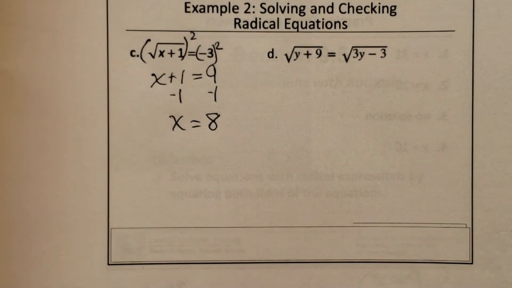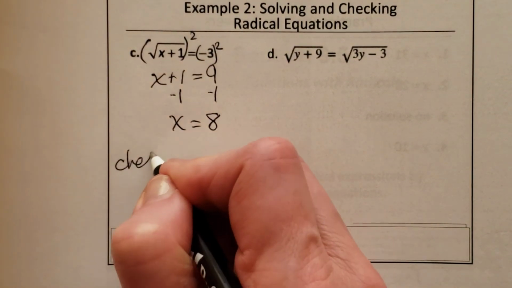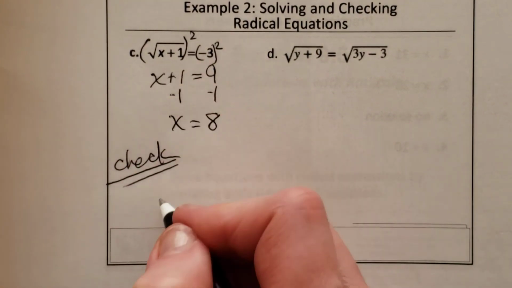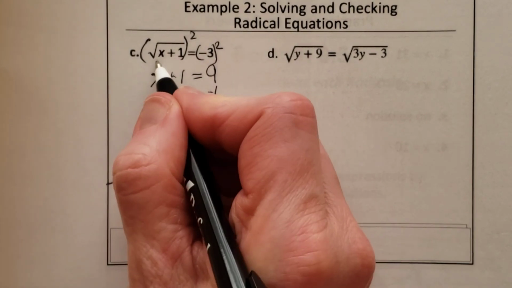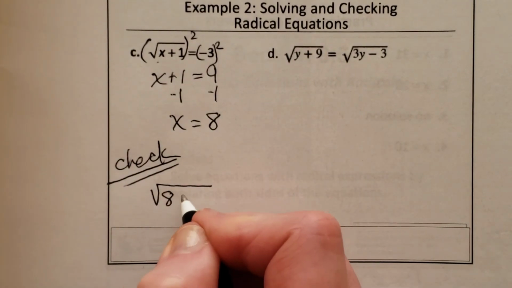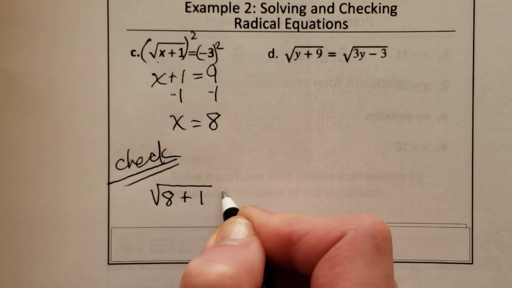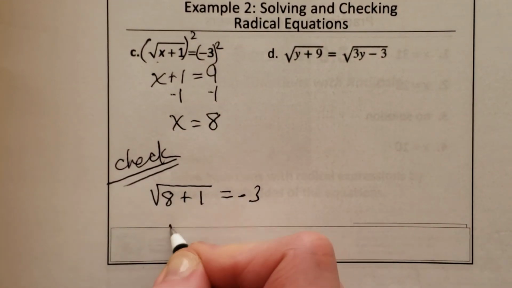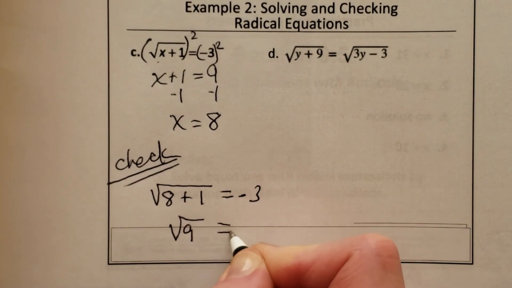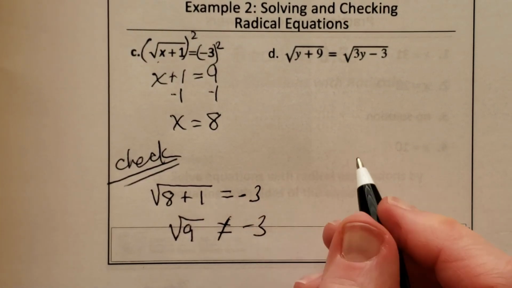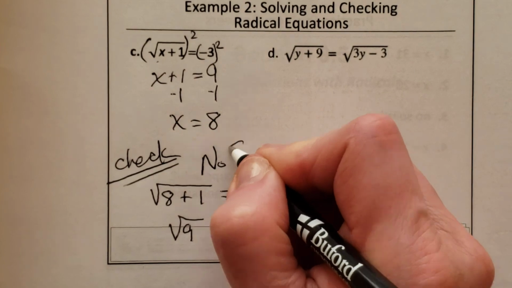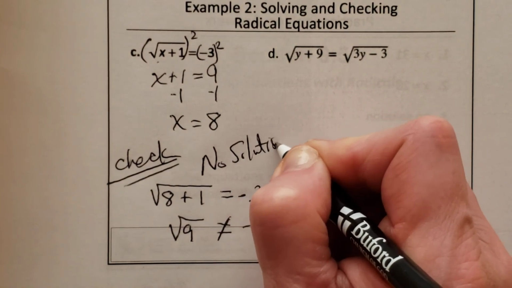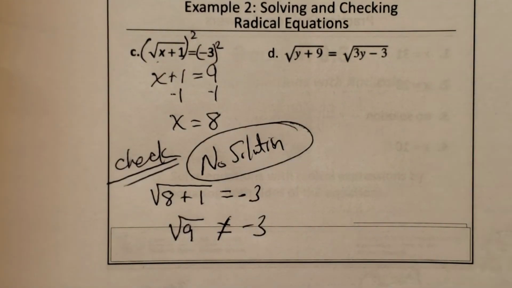All right, so we got to make sure we check it. So I'm going to plug in 8 for that x right there. 8 plus 1, does that equal negative 3? Nope. The square root of 9 is not negative 3. So we're going to write no solution. Square root of 9 is 3.